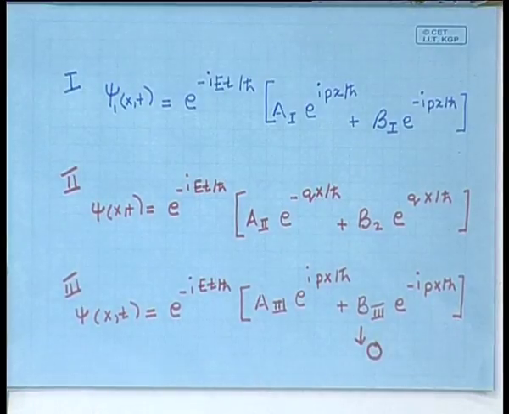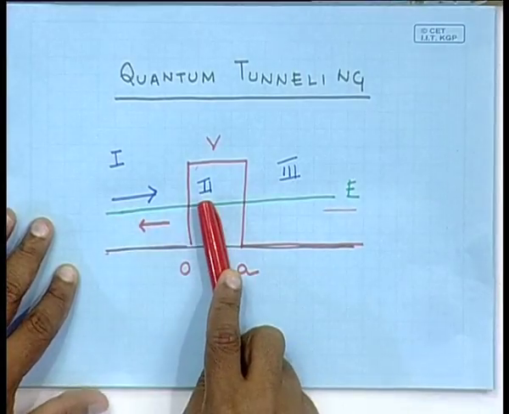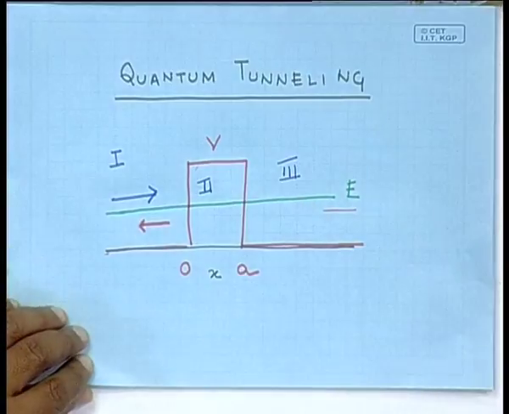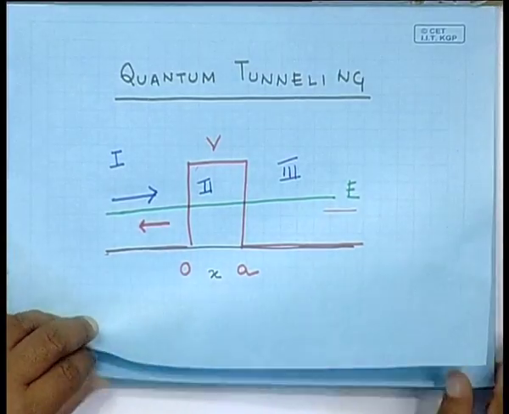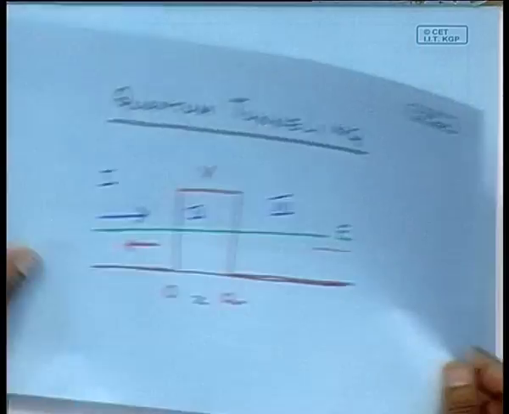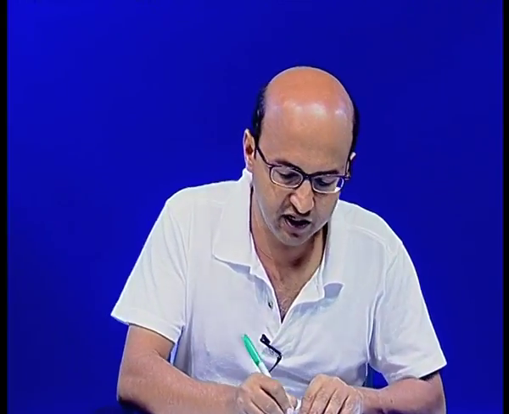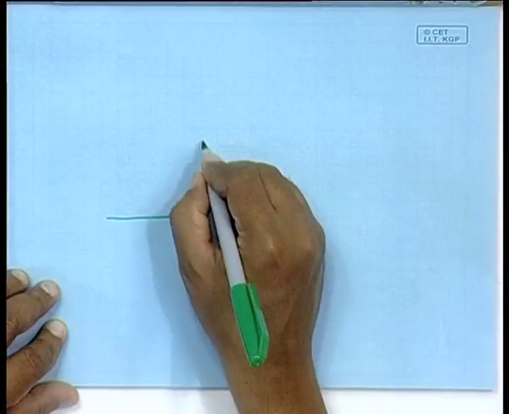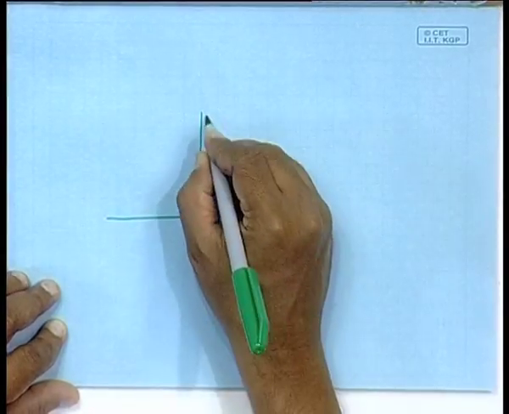So, we have worked out the wave function in the 3 different regions in our problem. We have worked out the wave function in region 1, in region 2 and in region 3. Let me graphically show you these wave functions in the 3 different regions. So, if I draw the potential here again, the potential looks like this.